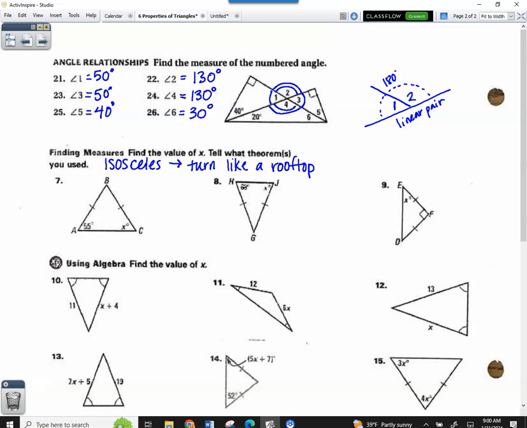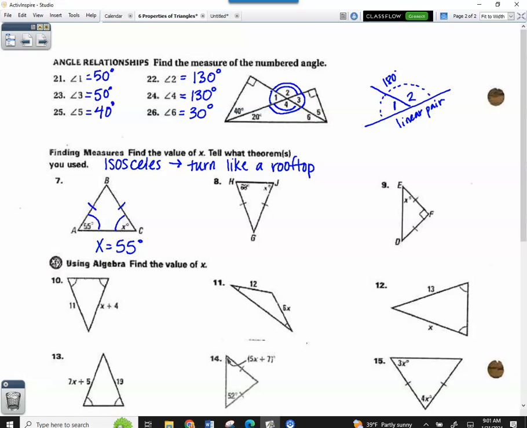So number 7. What type of triangle is it? That's isosceles. Find the sides that are congruent, then go to the angles that are congruent. The base angles are congruent, so what's x? 55 degrees. Make those marks, the congruent marks, and I promise it's going to help you.